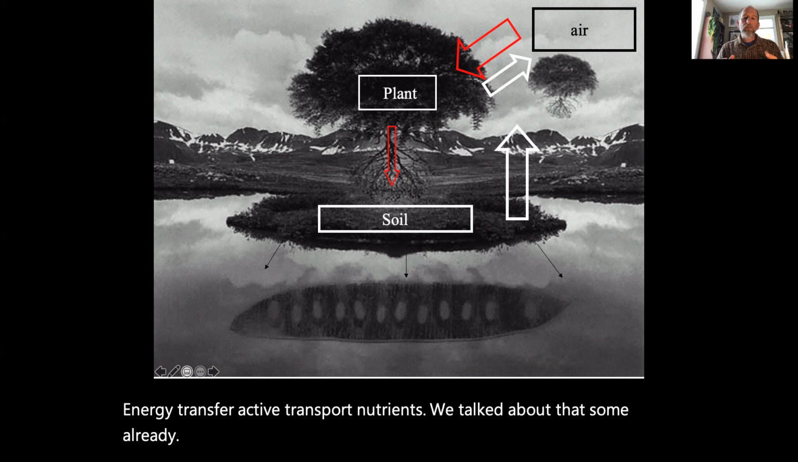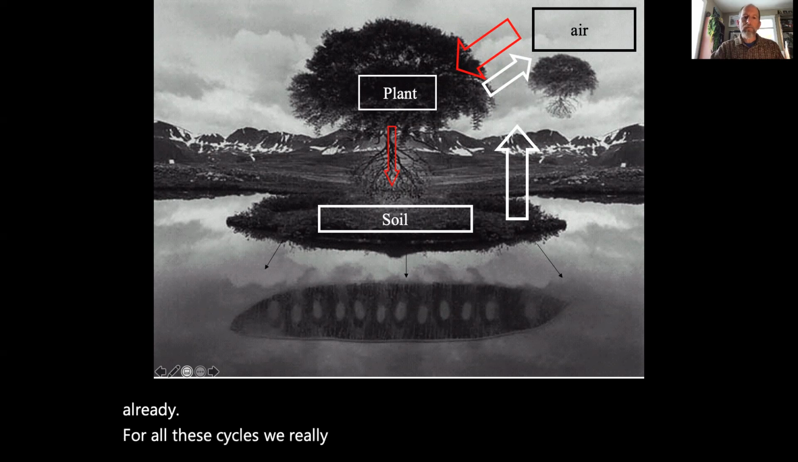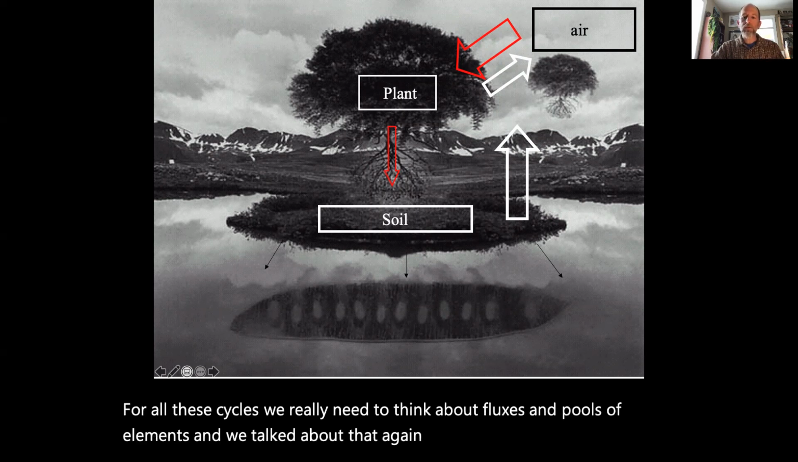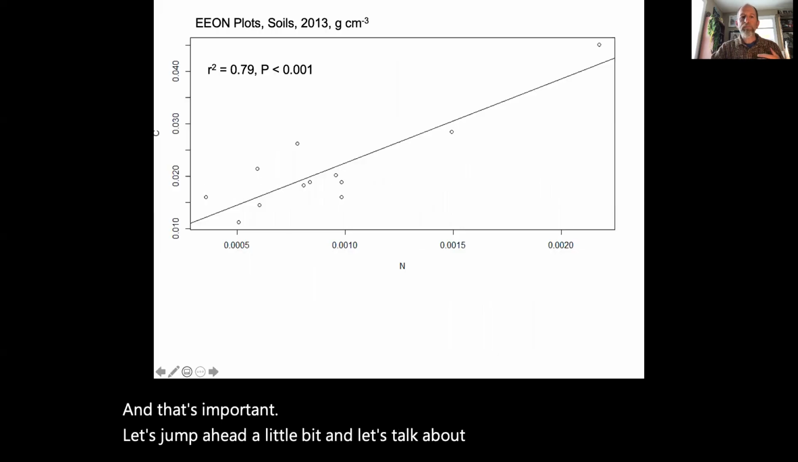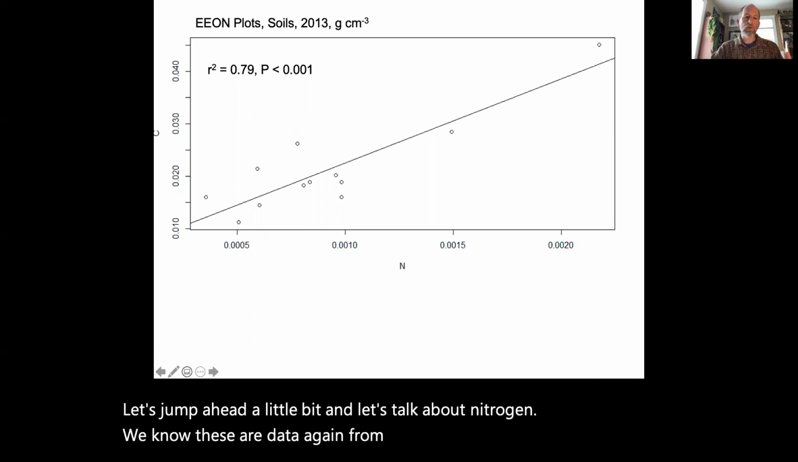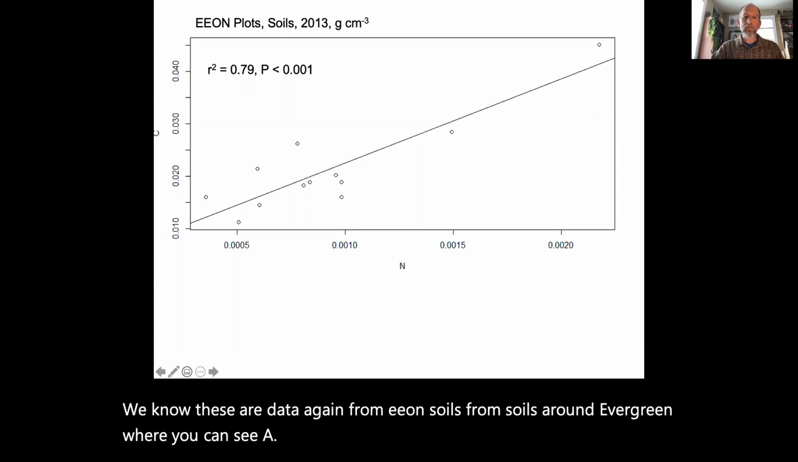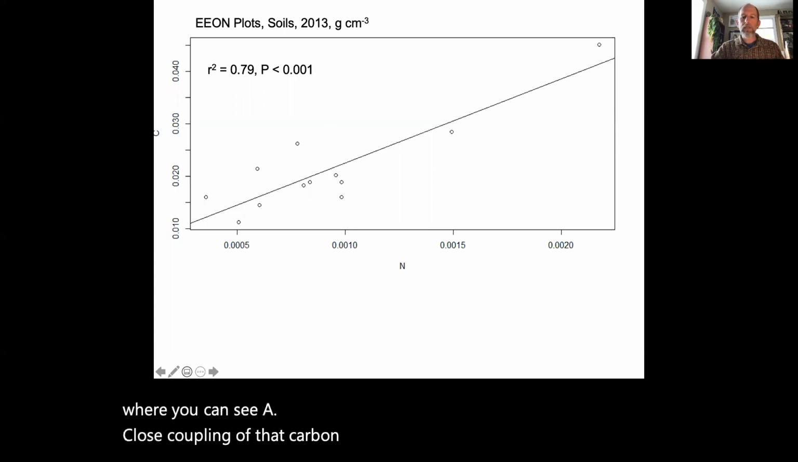For all these cycles, we really need to think about fluxes and pools of elements. And we've talked about that again, so this is just a general review. And that's important. Let's jump ahead a little bit and let's talk about nitrogen. We know these are data, again, from soils around Evergreen, where you can see a close coupling of that carbon and nitrogen relationship.